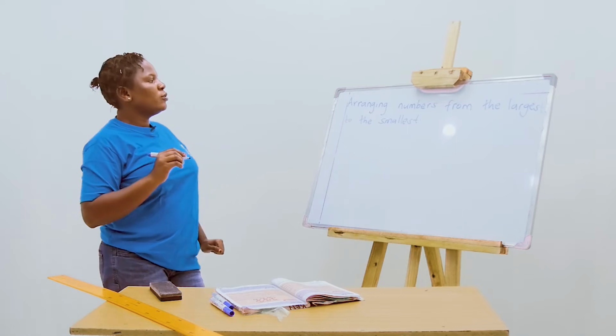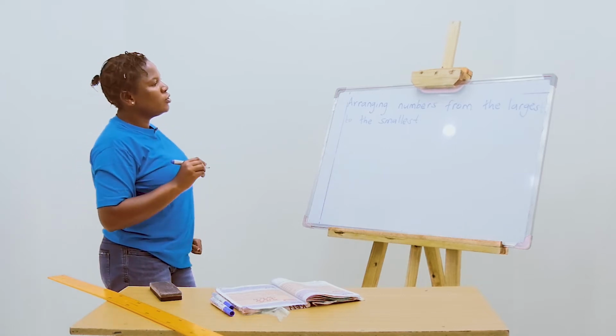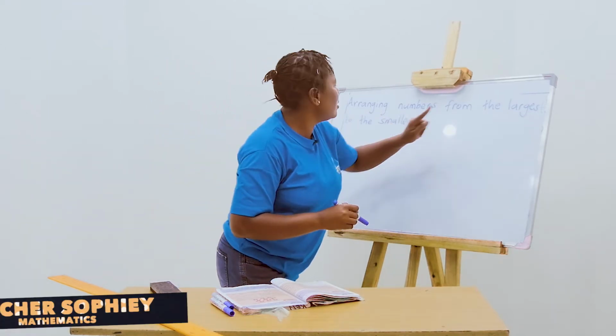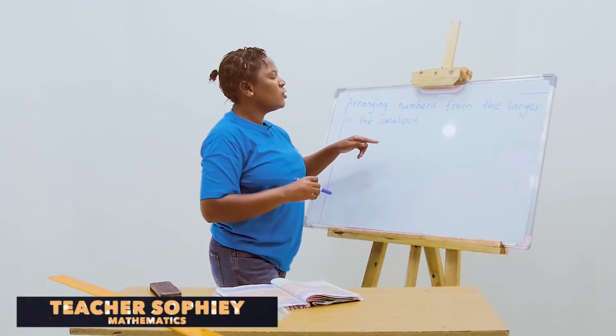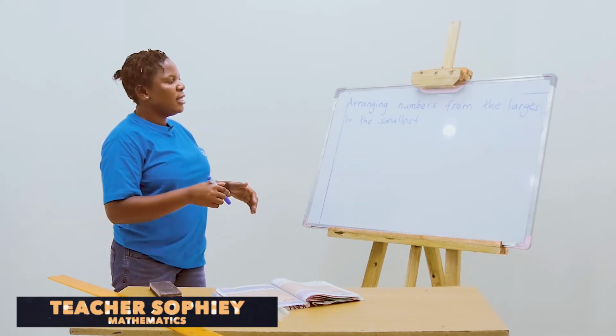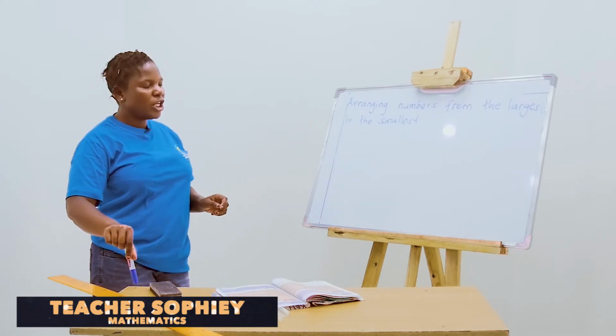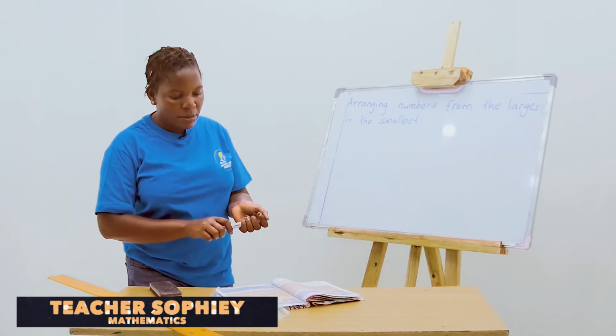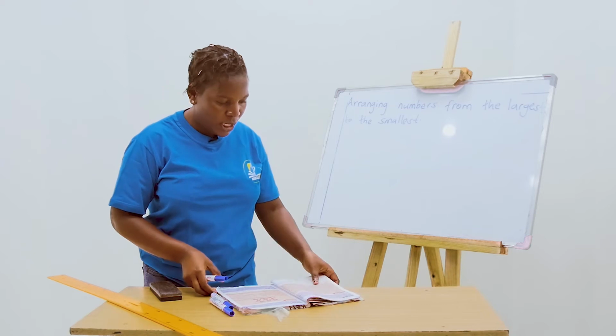What are we going to do here? Remember, it is from the largest to the smallest. So we look at the numbers that are bigger than the others. The bigger numbers are the ones we are going to start with, and then we end with the numbers that are small.